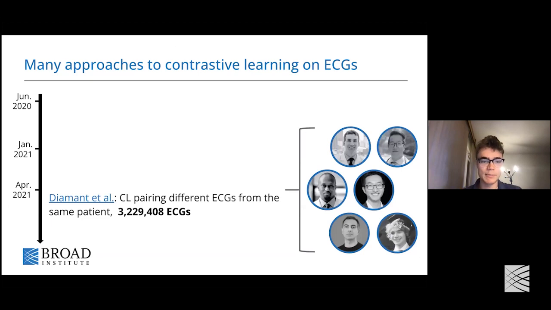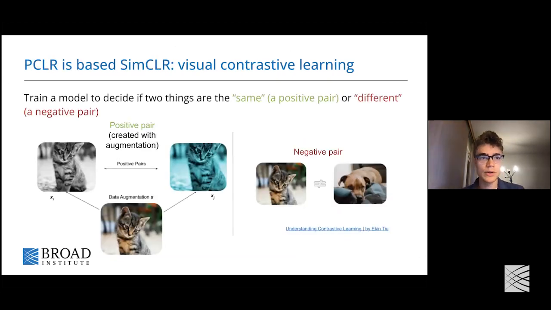So again, just coming back to PCLR now, patient contrastive learning, our work. PCLR is based on a contrastive learning approach called SimCLR. In all types of contrastive learning, the idea is to train a model to decide if two things are the same, which is known as a positive pair in the contrastive learning lingo, or different, which is called a negative pair.